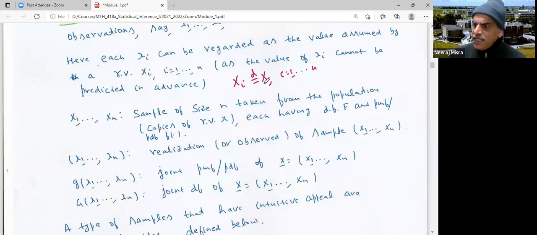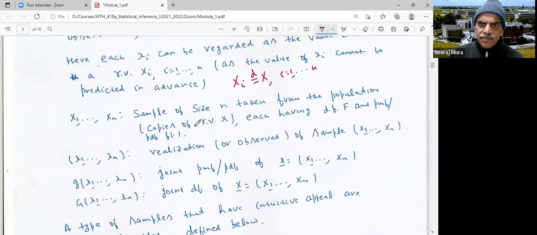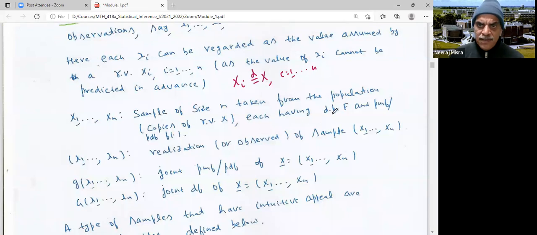Now, each of these x1, x2, xn have a distribution function f and probability mass function or PDF of f. If I look at small x1, x2, xn, these are nothing but realizations or observed values of the sample. I consider g of x1, x2, xn as the joint PDF of these random variables x1, x2, xn, which is the joint PDF of the sample. Capital G, I consider as the joint distribution function of my sample x1, x2, xn.